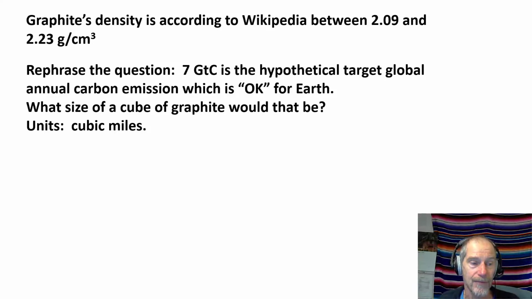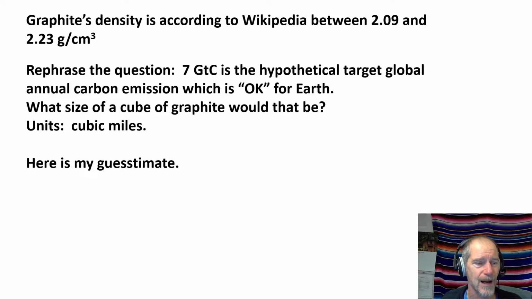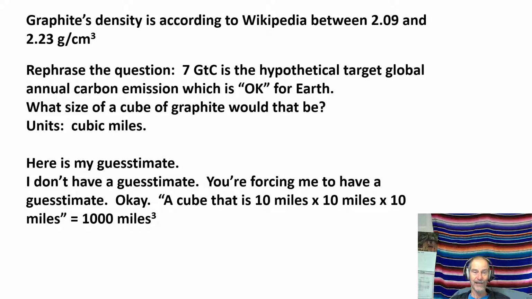So what do I want? I want cubic miles. Remember, the first step of the 9-step method is: what are the units in your answer? It's going to be cubic miles, or cubic miles of graphite per year. And the second step is to guess. 7 gigatons, I can't guess. I don't have a guesstimate, but you're forcing me to have a guesstimate. Yes, I am. It's the second step. Just do it.